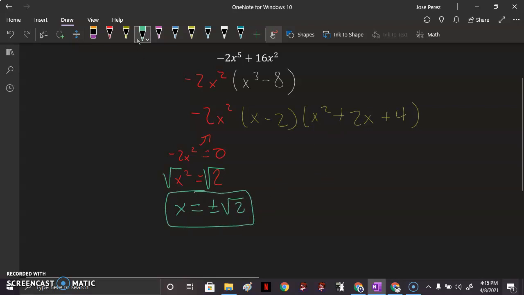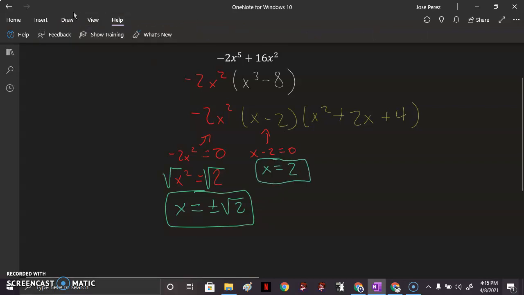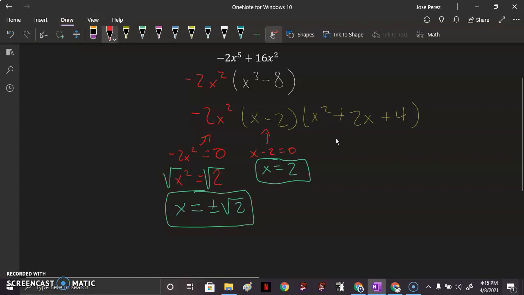And then the next zero that we get is this one right here, which is x minus 2 is equal to 0. So what do we do? Well, we're going to move it to the right. So x is equal to positive 2. Now this one's going to be a little puzzling for you guys, but what we get is x squared plus 2x plus 4 is equal to 0.